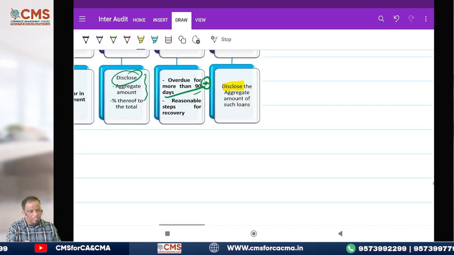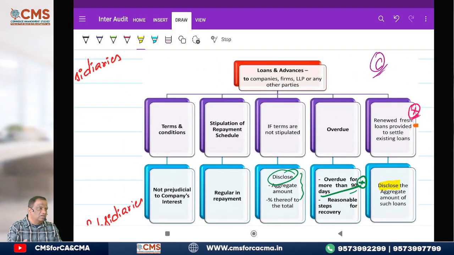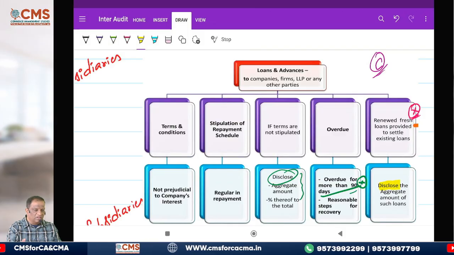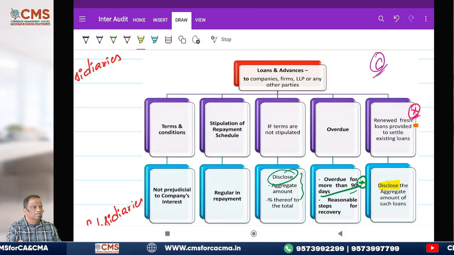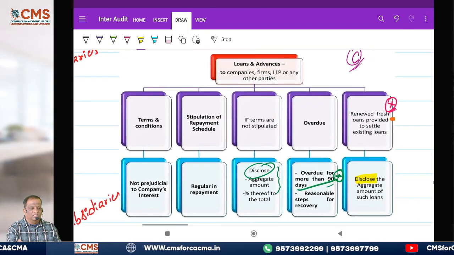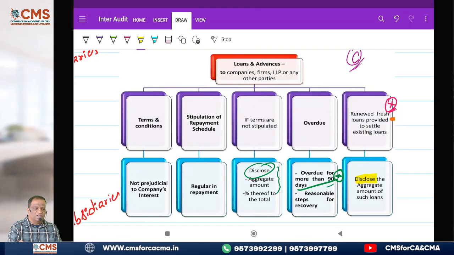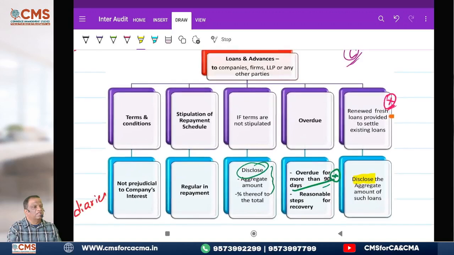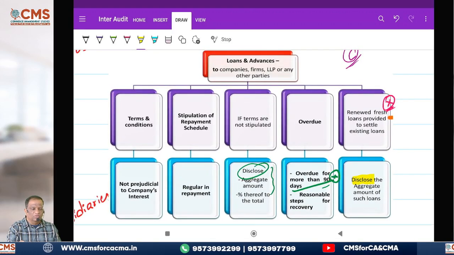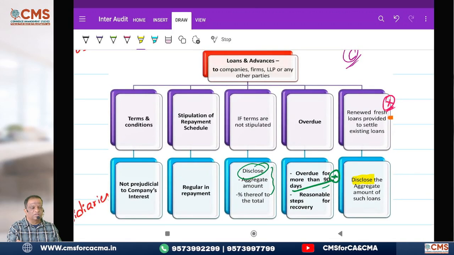Now, the third clause is all about loans and advances. And this may come in final. It is very unlikely that a question may come for you at CA inter-level. Otherwise, this is a lengthy clause, but not really relevant for you. Under this, these are the 5 points that are covered.